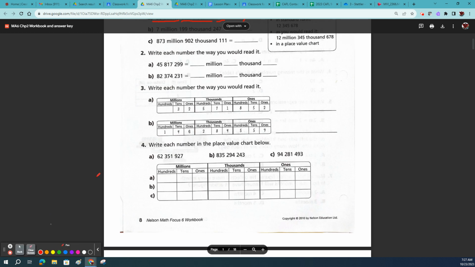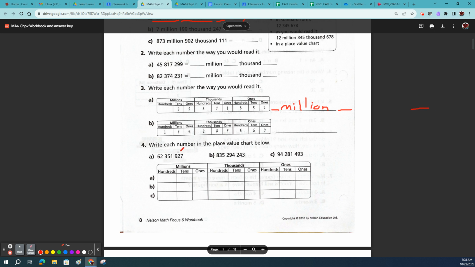Number 3 says write each number the way you would read it. This one, you're going to have to write down a number followed by million. So you're going to have to actually write down the number and the word for the period. You'll have the number followed by the name of the period, then the number followed by thousands, and then just the number for the ones. You don't have to write ones because that's redundant.